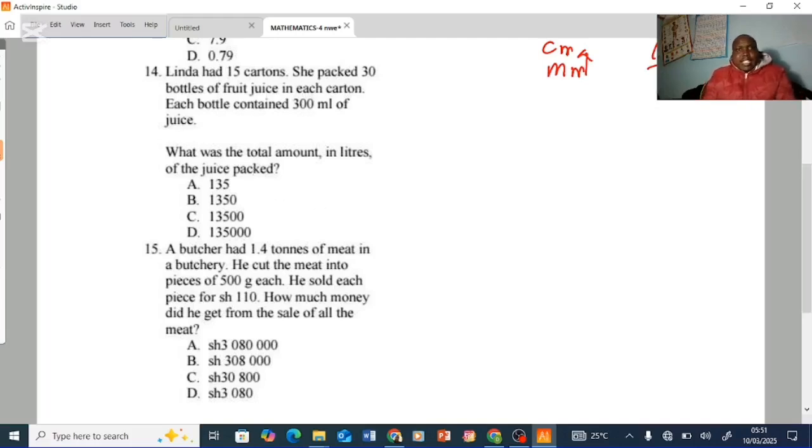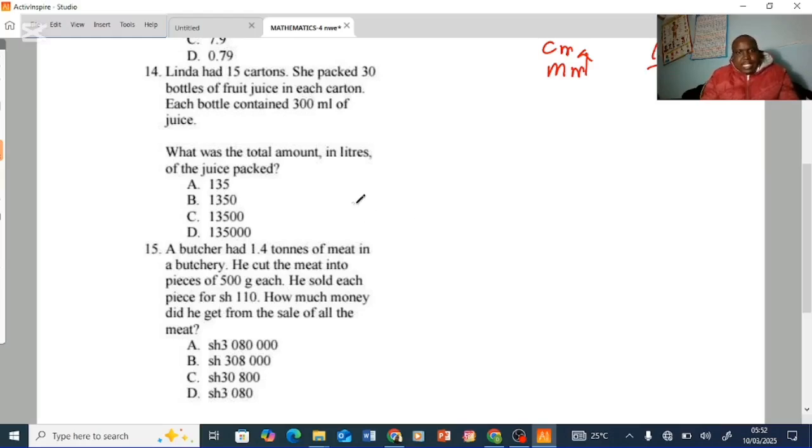Linda had 15 cartons. She packed 30 bottles of juice in each carton. Each bottle contains 300 milliliters of juice. What was the total amount in liters of the juice packed? Now remember first that there are 15 cartons, each of them with how many?